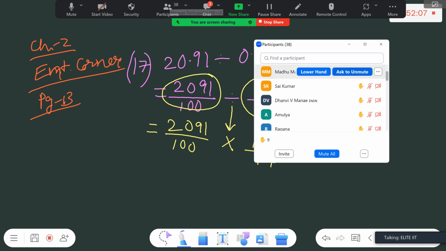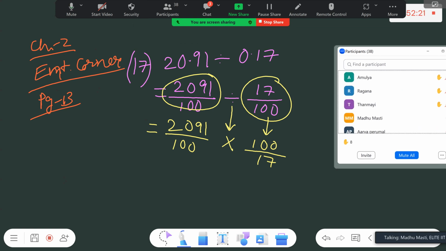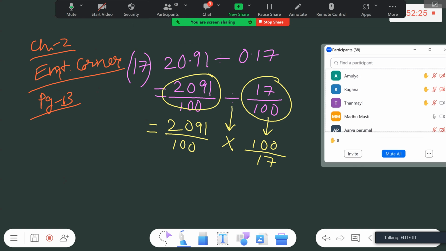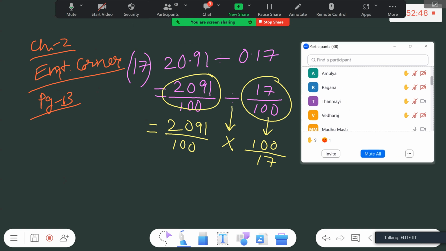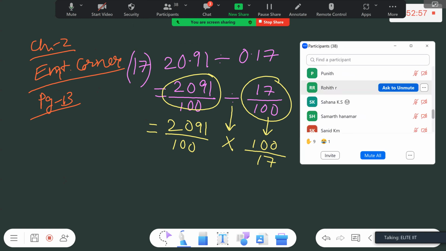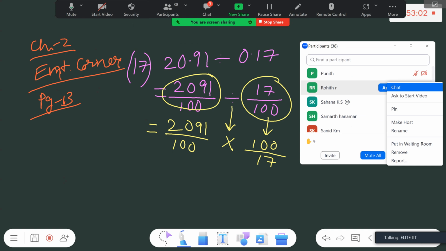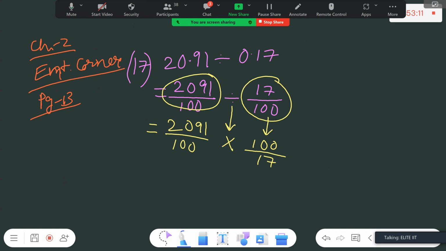Madhu, unmute your mic. Hello, Madhu? So what is the reciprocal of 17 by 100? 100 by 17?